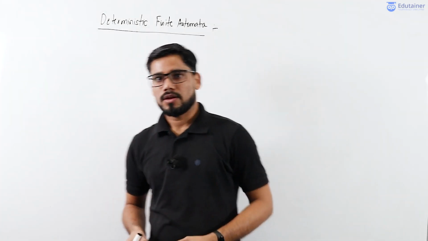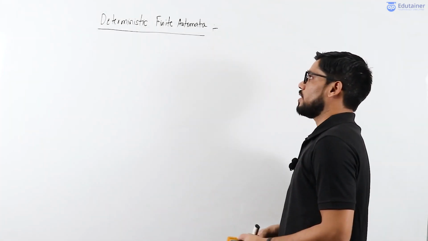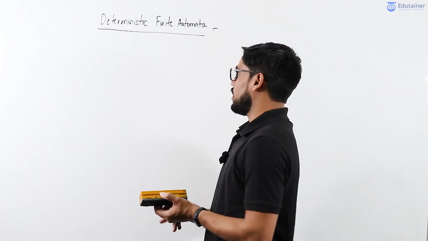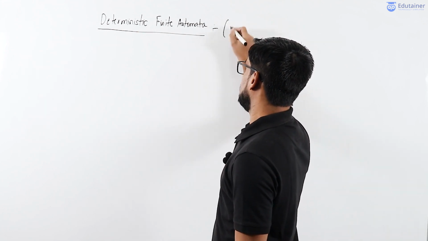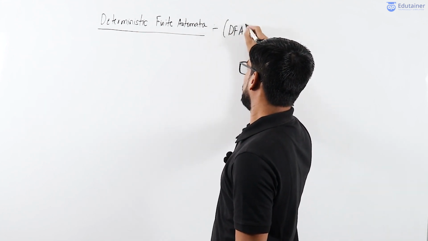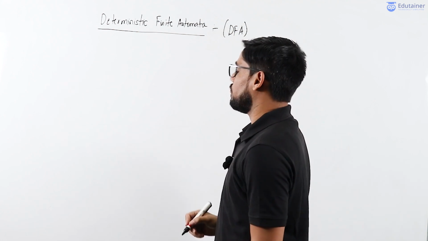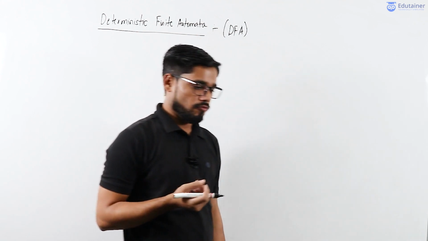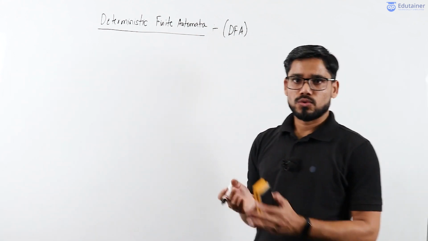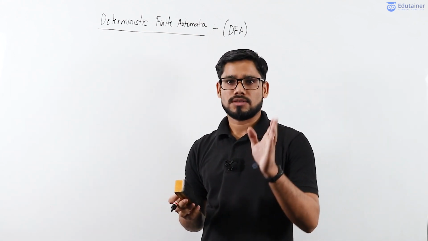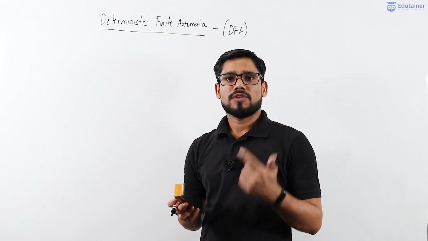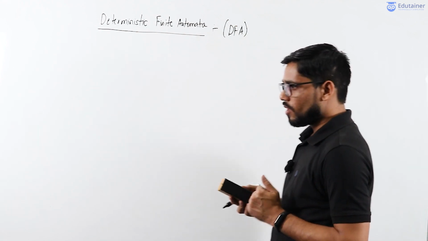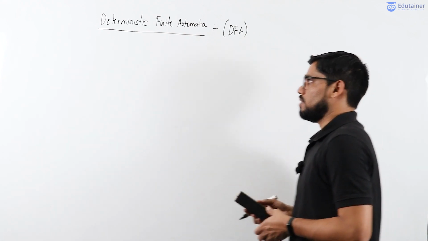Hello everyone. The first classification of finite automata without output is deterministic finite automata. In short form, it is called DFA. In brief words, a DFA is a simple machine which goes to a single state whenever you give some inputs to it. Okay.